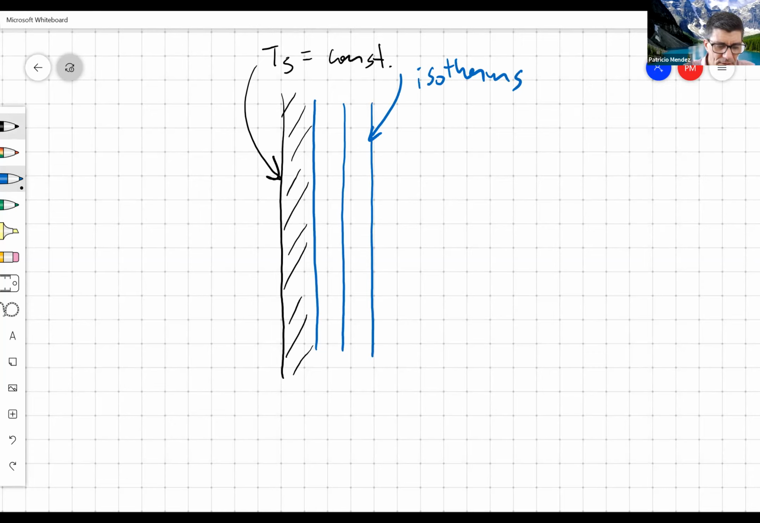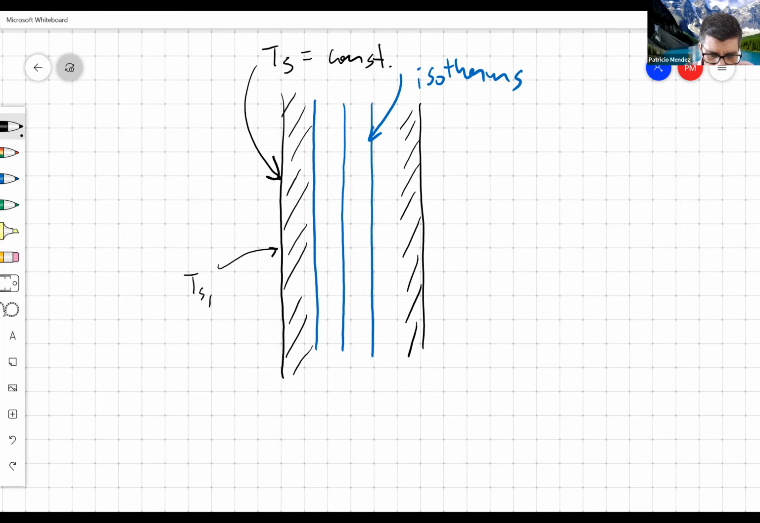For example, if this was the case of a wall, we would have TS side A, TS B, and these isotherms would be parallel, going from one surface to the other surface.